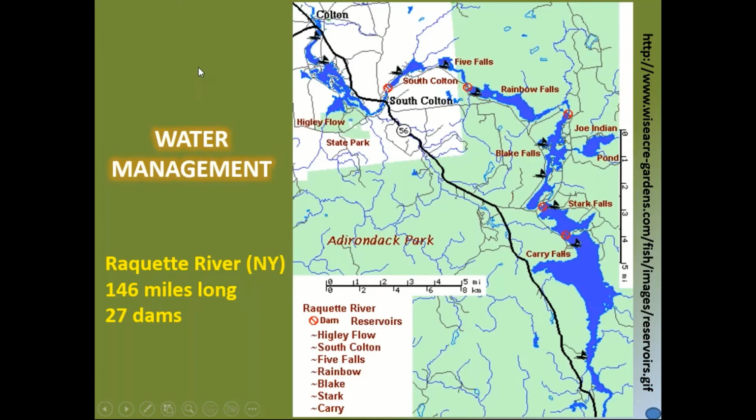Let's switch gears a little bit and talk about flooding with respect to water management. I guess this would be more appropriately called how we can manage water to stop flooding. The example we'll use here is the Racket River here in upstate New York. It's 146 miles long, but it's dammed up in 27 different places.